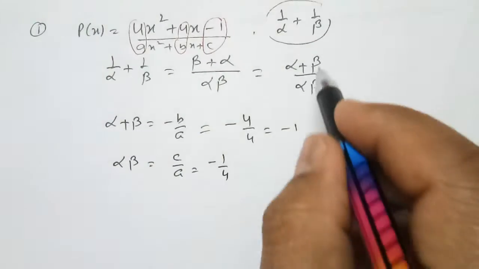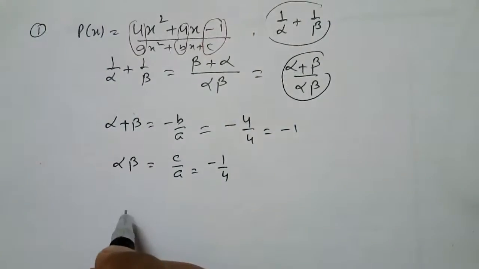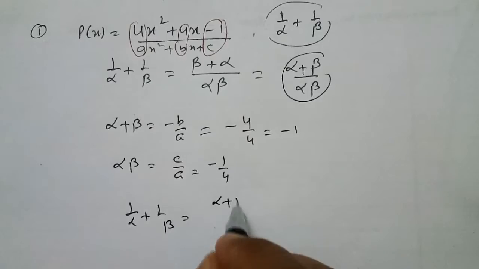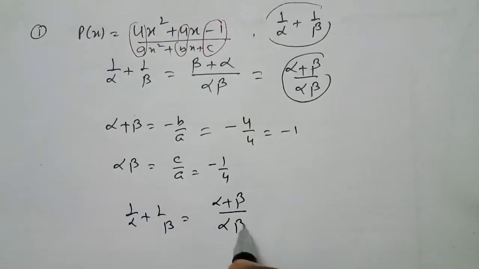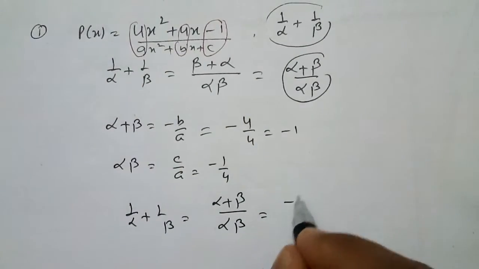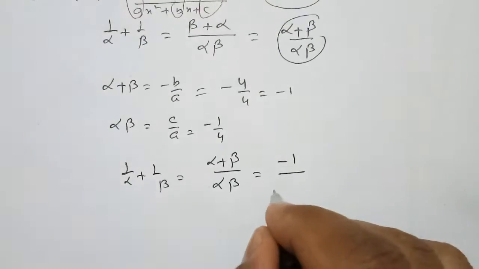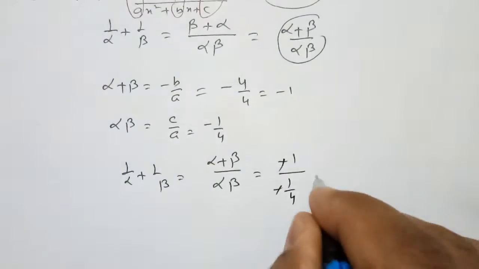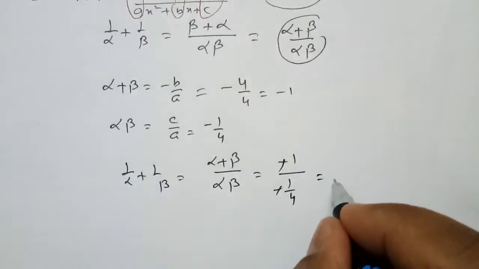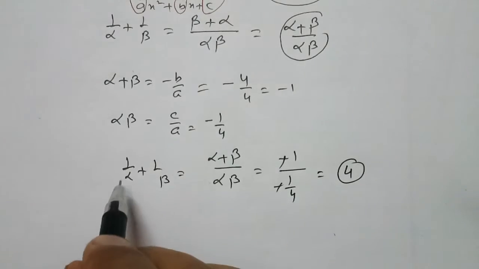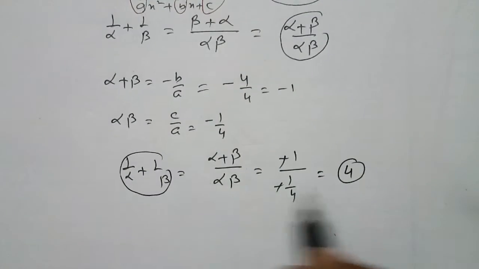So now we will put these values here. So 1 upon alpha plus 1 upon beta equals to alpha plus beta over alpha beta. So alpha plus beta is minus 1, and alpha beta is minus 1 upon 4. So minus minus cancel, and when we take the reciprocal, we will get here answer 4. So the value of 1 upon alpha plus 1 upon beta equals to 4.